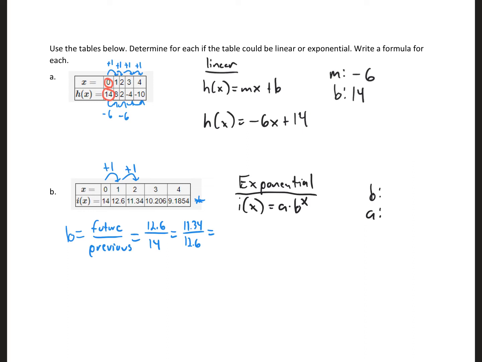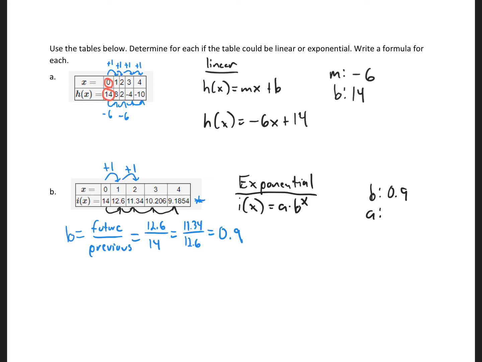If you take each one of the next outputs and divide it by the previous one, you'll see that each time you get 0.9. That's our value of b. You're actually multiplying each one of these by 0.9 each time to find the next term. So here b is 0.9.